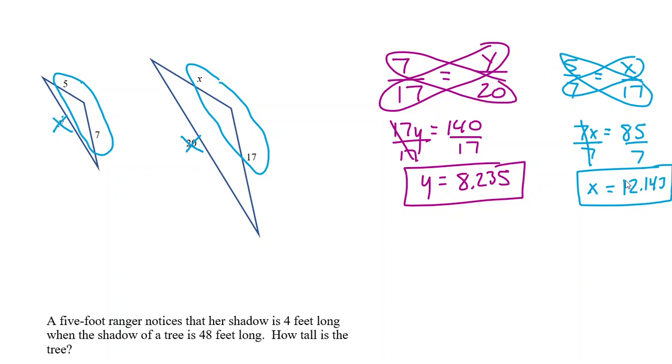But you can see that these answers make sense. That 7 to 17, if you go a little bit bigger to 20, then y, the top number goes a little bit bigger to 8.235. 5 to 7, 5 is almost the same as 7, but just a little bit smaller. X to 17, x is a little bit smaller than 17, 12.143 fits the bill.